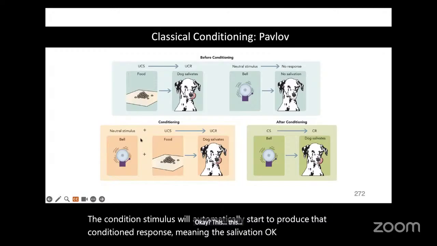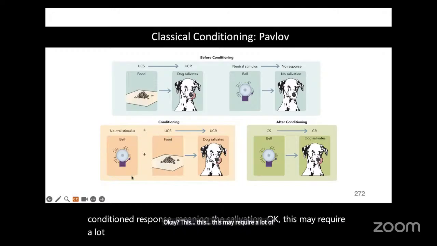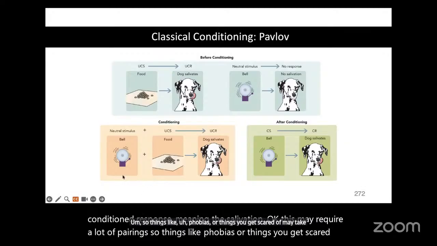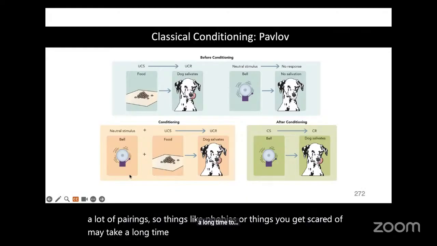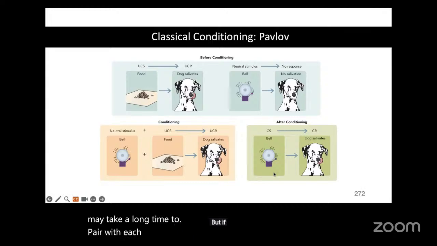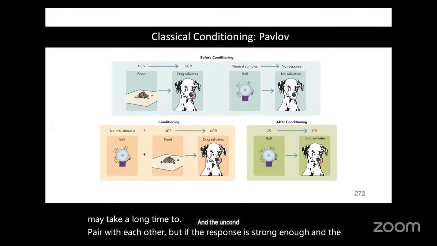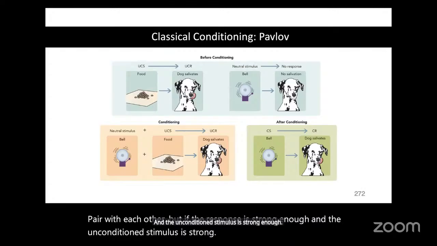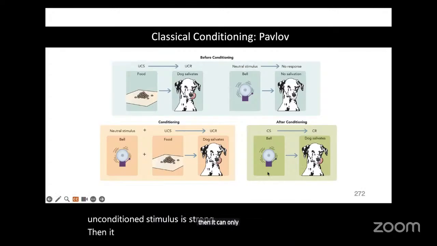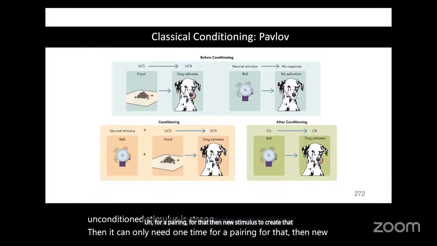This may require a lot of pairings. So things like phobias or things you get scared of may take a long time to pair with each other. But if the response is strong enough and the unconditioned stimulus is strong enough, then it can only need one pairing for that new stimulus to create that conditioned response.